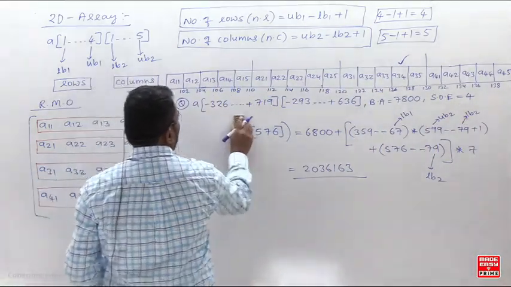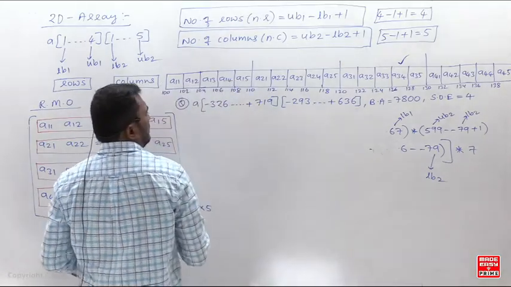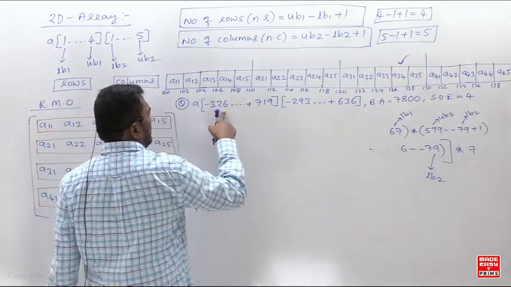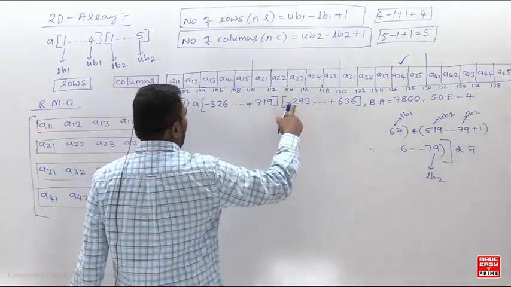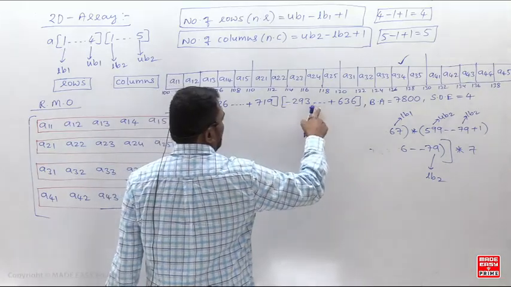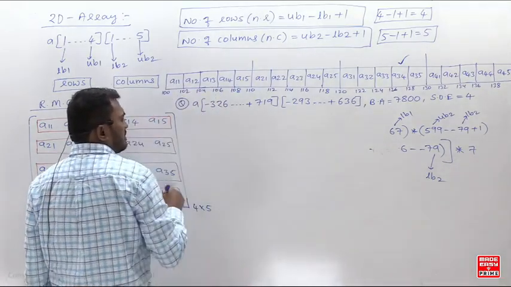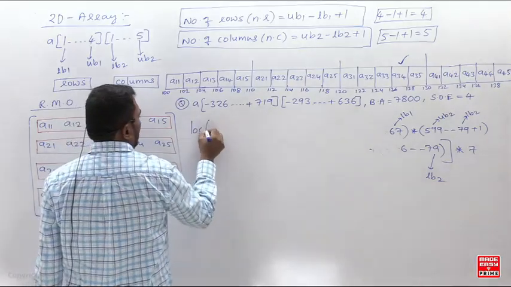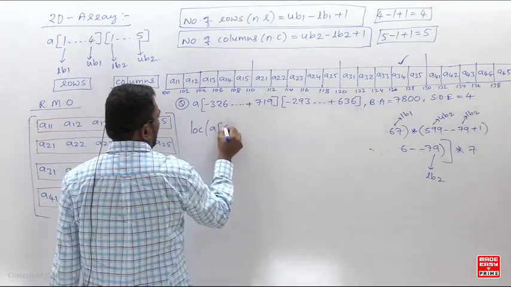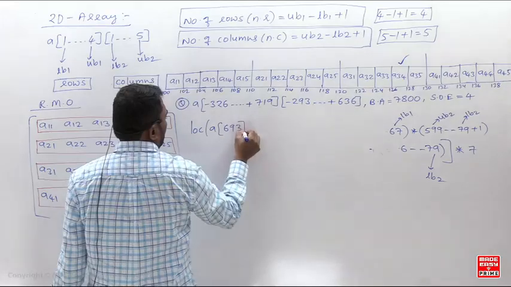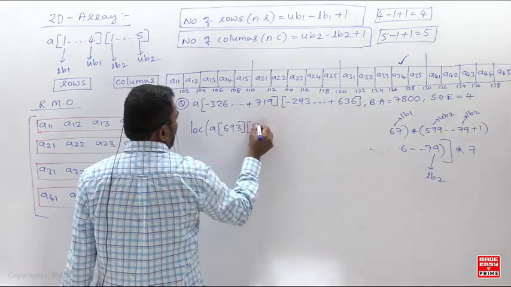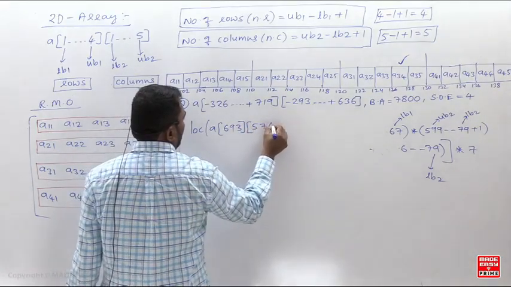Speed up. Okay, minus 326 to plus 719. Minus 293 to plus 636. Base address BA is 7800. Size of the element is 4. Now tell me the location of A of 693, 574.